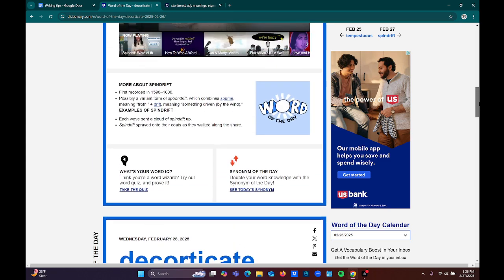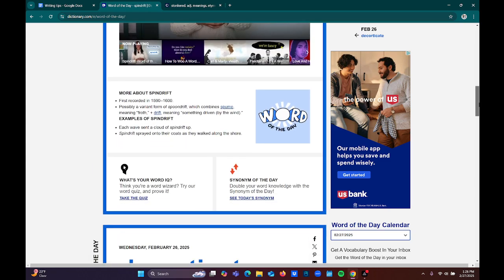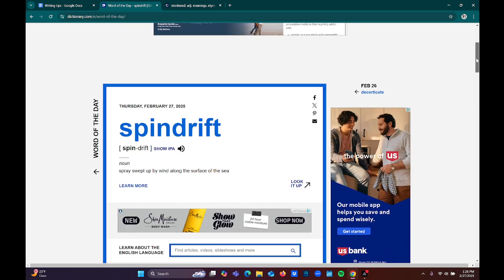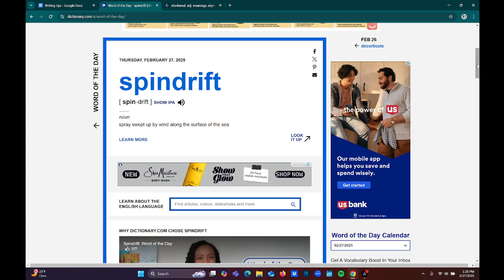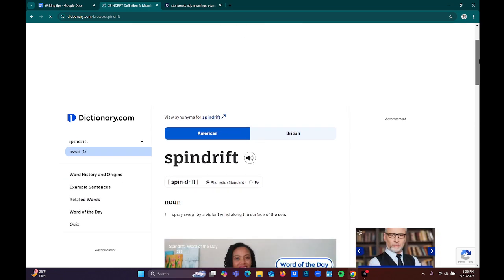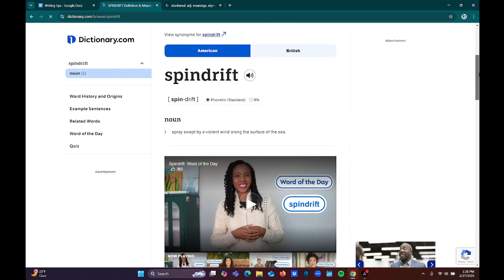That looks like a good word, but we're going to focus on this one. Sometimes it'll show you an example of how to use the word, but it doesn't do that. Maybe here. There we go.